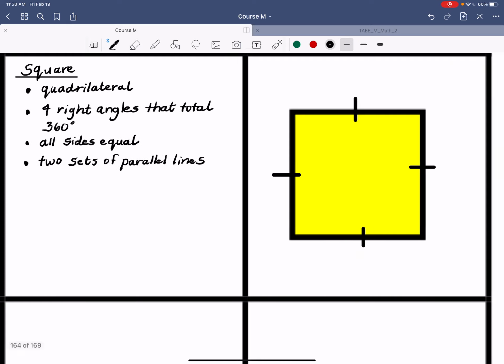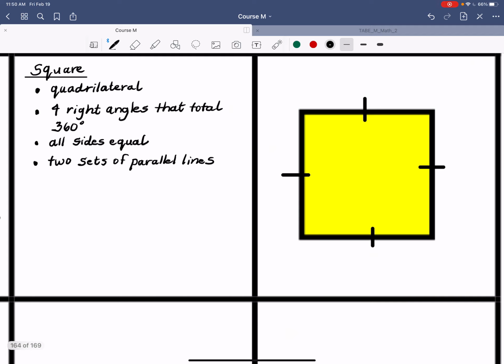Okay, so two sets of parallel lines. I think that's all for the square. Let's mark those 90-degree angles in there, just so that you know those are all 90 degrees. 4 90s make 360. So it has a total of 360 degrees.